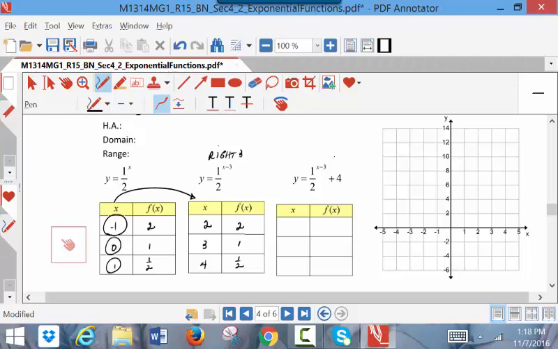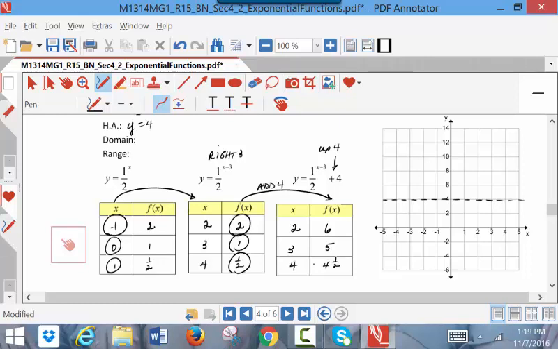Now, if I add 4 on the end, this is up 4 units. Here's where the horizontal asymptote is going to change. It was at y equaling 0. It's now going to be y equaling 4. If I go up 4 units, that horizontal asymptote is going up 4 units also. Okay, so now the y value changes in that I add 4. Okay, 2 plus 4 is 6, 1 plus 4 is 5, and 1/2 plus 4 is 4 1/2.